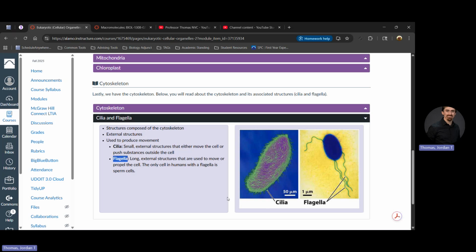Flagella, just like we were talking about in the last unit, is a long external structure that is used to move or propel the cell. So these are these long structures. This is one of a prokaryote with the long structures that help move the cell around. In humans and in animals, there's only one cell with a flagella, and that is sperm. So sperm is the only cell that can use something to move around. It's the only cell that has a flagella.